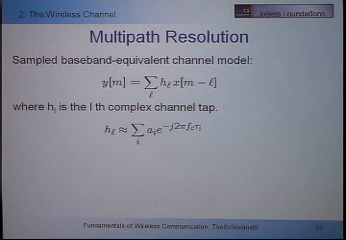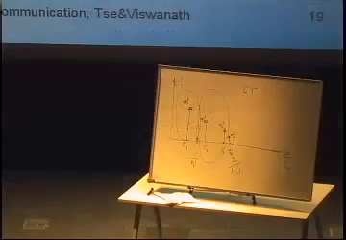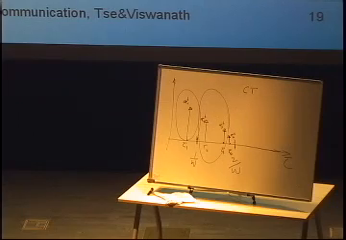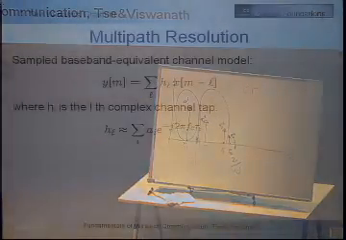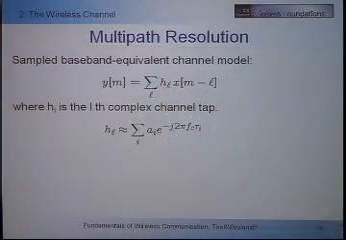And so one way to think about it is you have a continuous time channel, and once you sample it, what you do is essentially throw a bunch of these paths together and add them up. So a_i e^{-j2π f_c τ_i} is exactly the complex gain here, and they get added up together to form one tap. In this notation, I call this h_l the l-th complex channel tap. So what is this sum over?